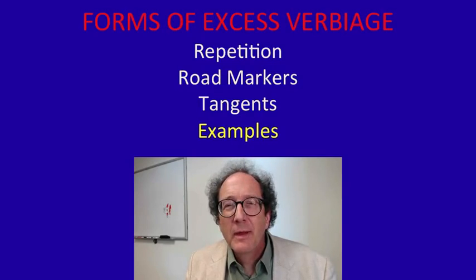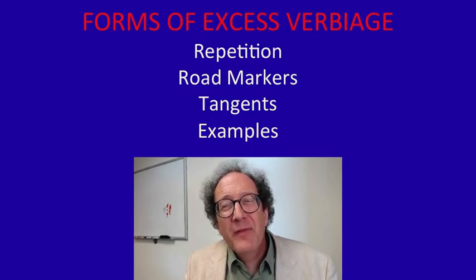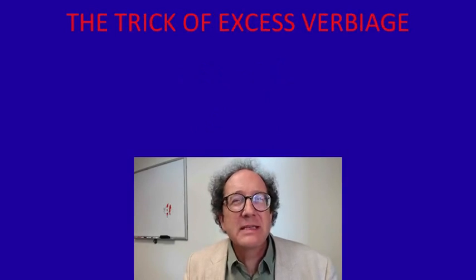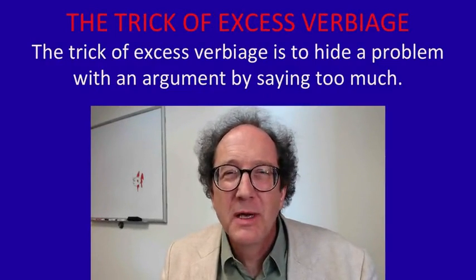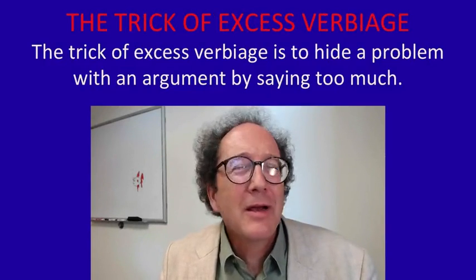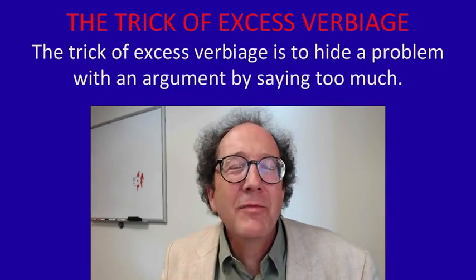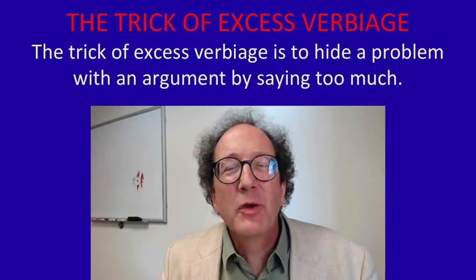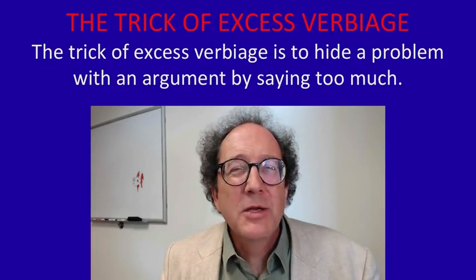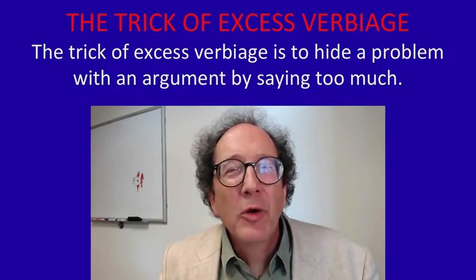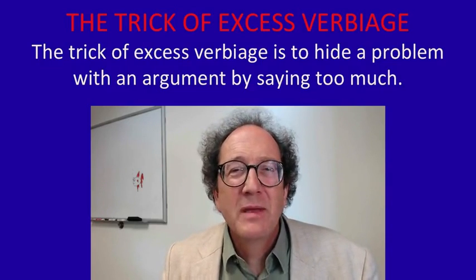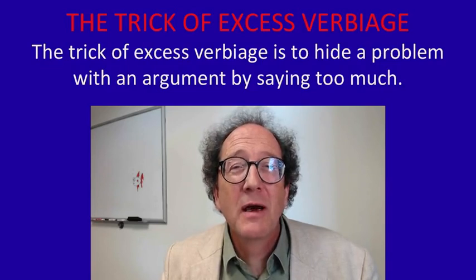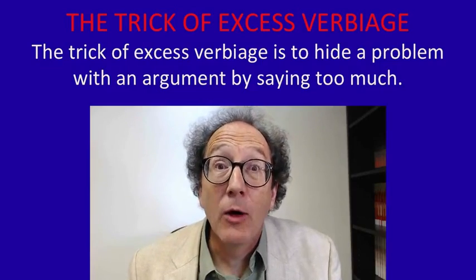Now we've seen that excess verbiage can take the form of repetition, or road markers, or tangents, or examples. And people use these a lot. As a matter of fact, I like to think of a general trick that people use called the trick of excess verbiage. A lot of people talk too much, and they keep saying things over and over again, go off on tangents, and give more examples than they really need. And all of that is a way of hiding the problem with their position. It's a trick to use too many words because the real point gets lost in the middle of those words. So you can fool people by throwing in those extra words. That's the trick of excess verbiage. But be careful.